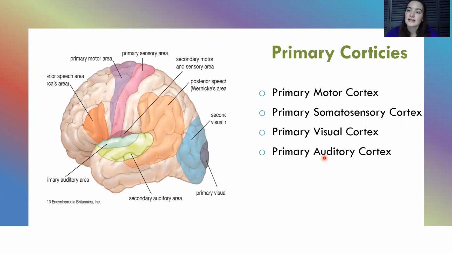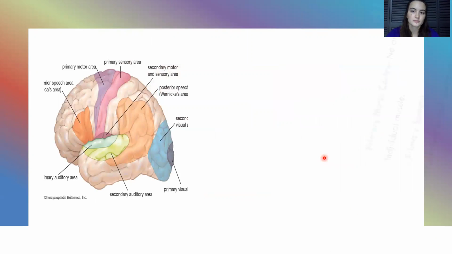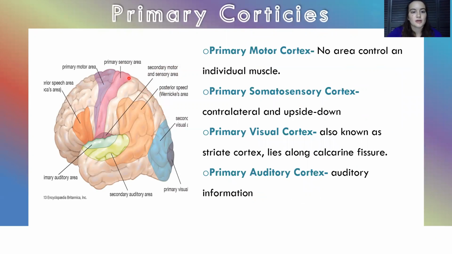The last thing that I'm going to cover today are your primary cortices. So your central sulcus, as I mentioned, goes down between your primary motor cortex and your primary somatosensory cortex. So your primary motor cortex is known as your precentral gyrus. It, of course, controls movement. Now, it's important to note that no specific area of the brain controls an individual or specific muscle.